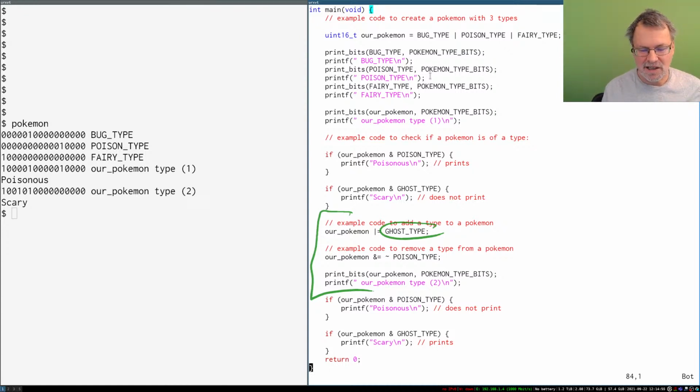Removing a bit is more interesting. So how do I remove a bit? If I say not poison type, I get a value that's got zeros everywhere poison type has ones, and ones everywhere else. And if I then AND it, that will give me our Pokemon with all the same bits except the bit for poison type. It will be removed.